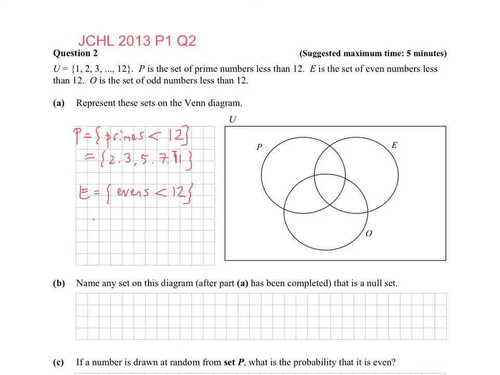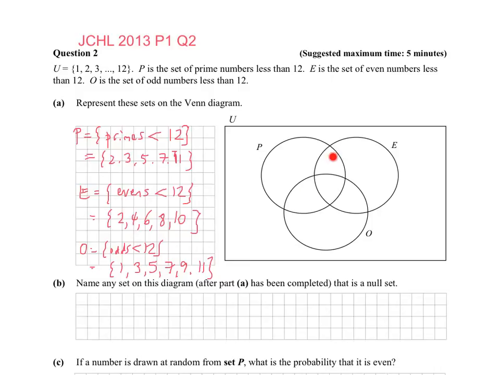Then we have E, that's the evens, so we have 2, 4, 6, 8, 10, and 12 is not included because it says evens less than 12. And then lastly we have the odds, and that's 1, 3, 5, 7, 9, 11, all less than 12. And so now we can put them into our Venn diagram.